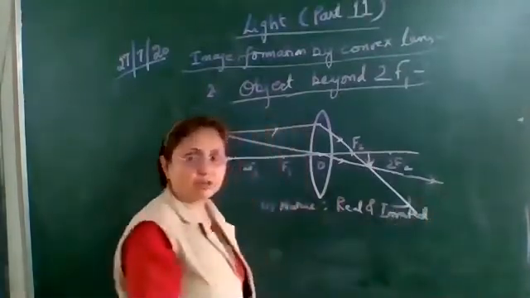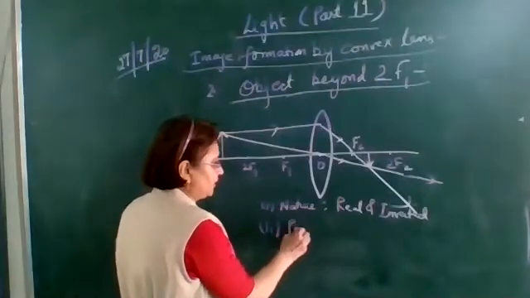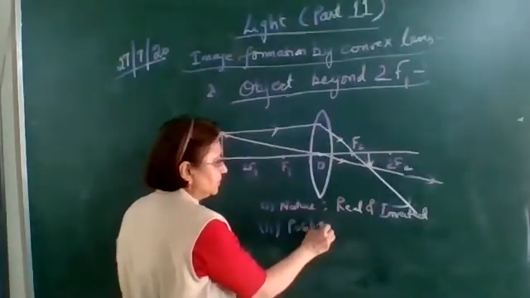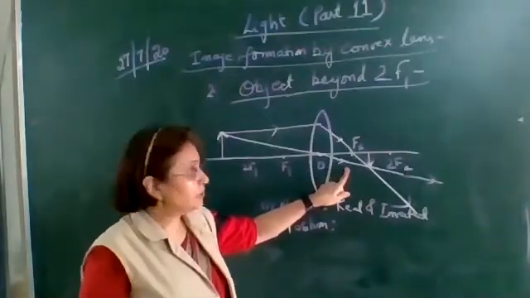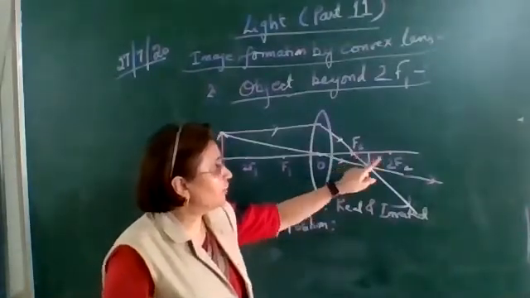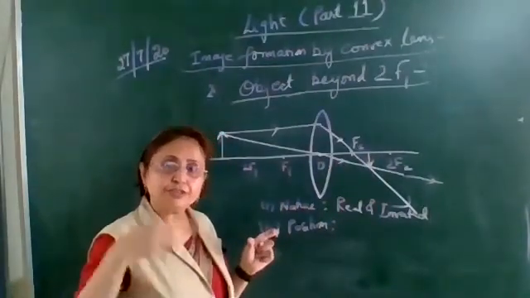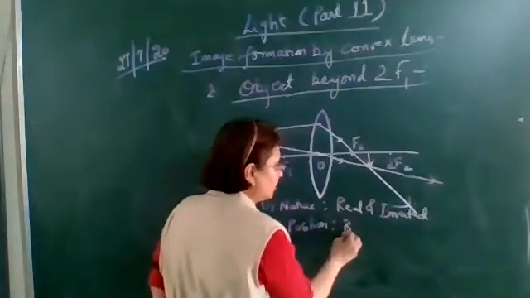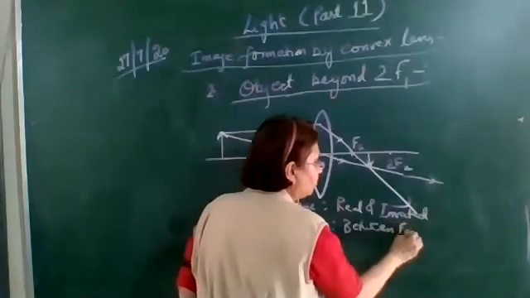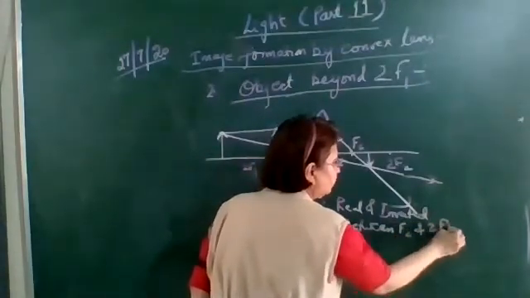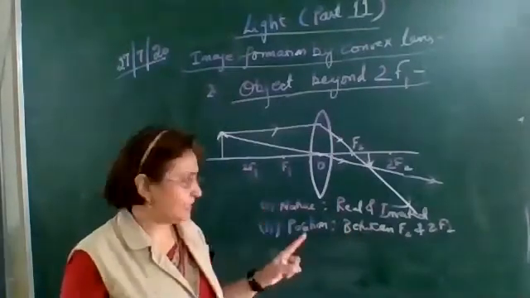Real images are always inverted. The second point is the position of the image. As you can see, draw it with the help of a scale. You will see that the image will be formed between F2 and 2F2, between focus and 2F on the other side. So the position of the image is between F2 and 2F2. So it is formed between focus and 2F on the other side.